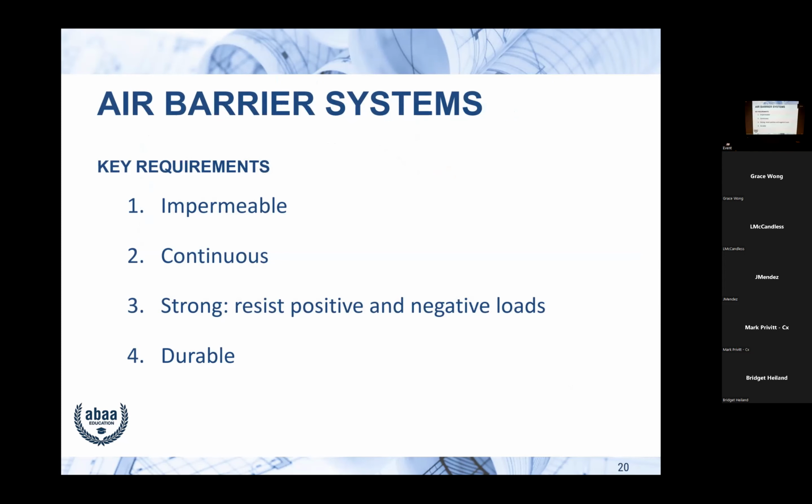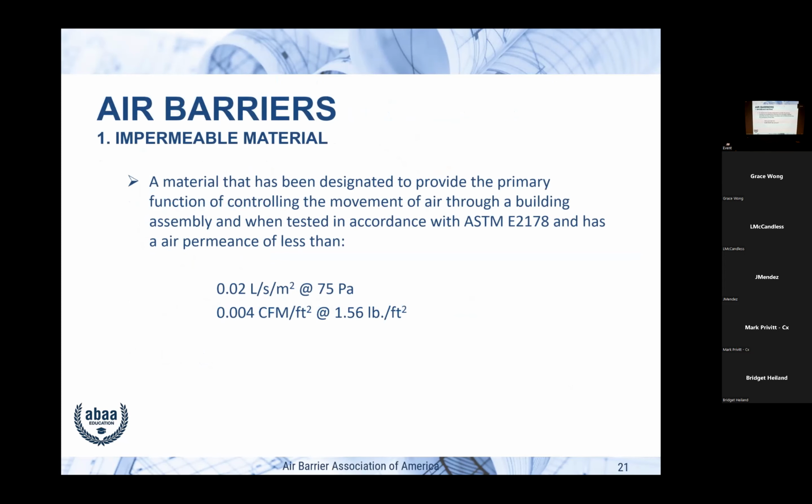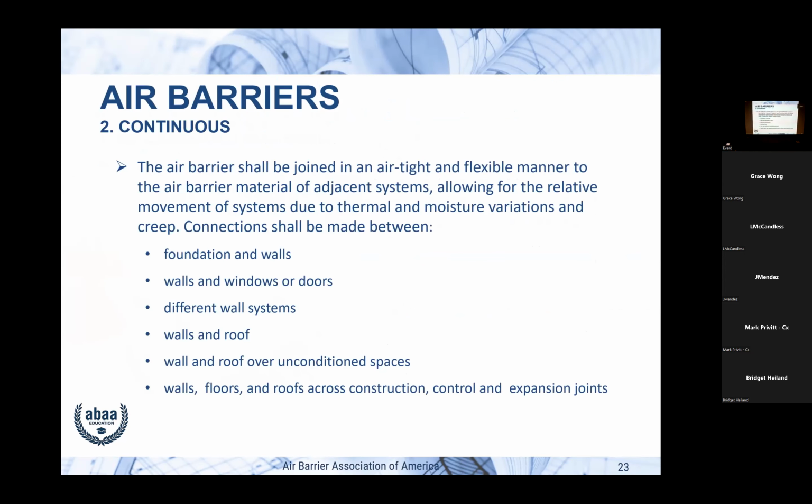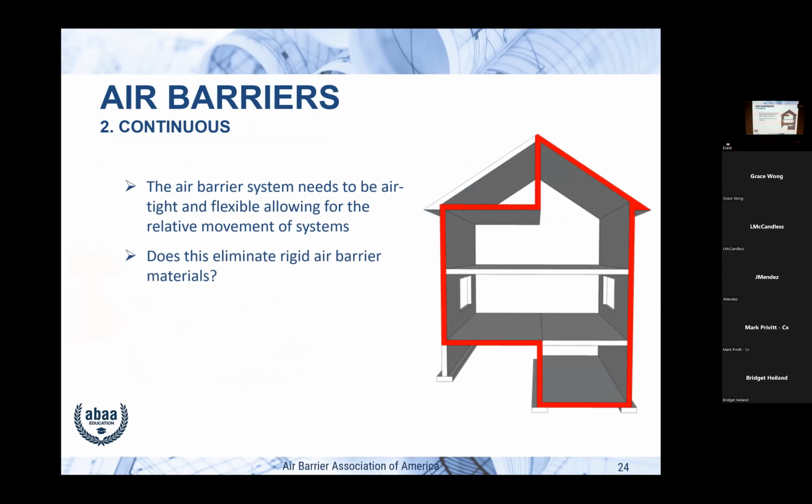We talked about the key requirements. We talked about the impermeable material, and there's that same slide. And we talked about all the connections. That's where you're going to have the problems. And the other thing, when you're doing a whole building test or you're doing an air barrier, is where do you want to separate 2 environments?